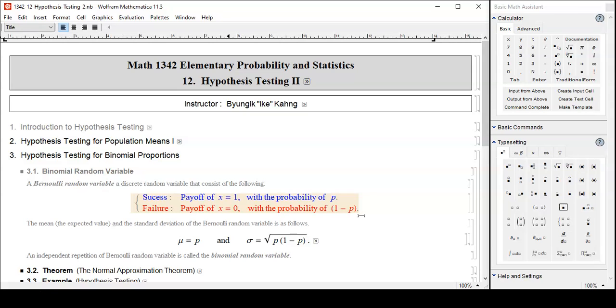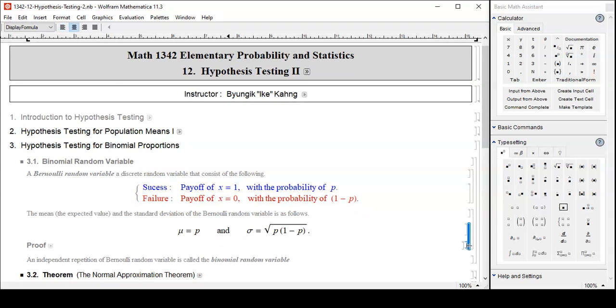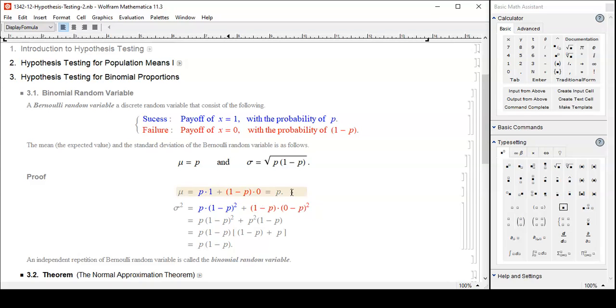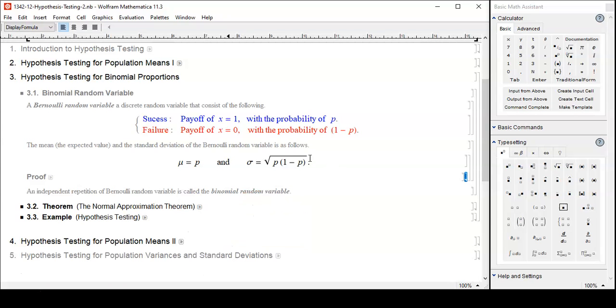Now, if you apply the expected value and variance formulas, you're going to get these. The proof for the expected value is easy, just a one-liner. The proof for the variance takes a bit of an effort. It takes algebraic manipulation. But in the end, we get these.